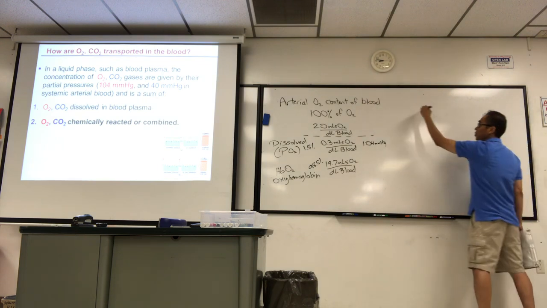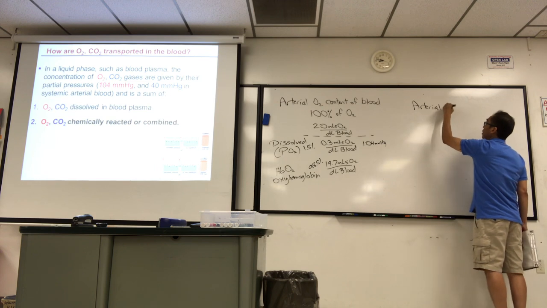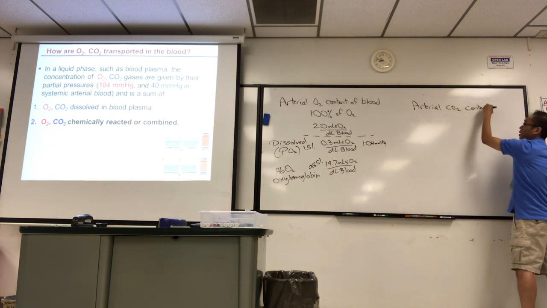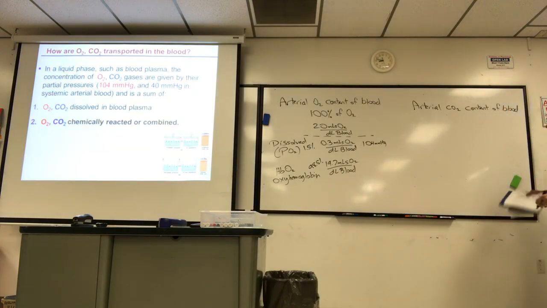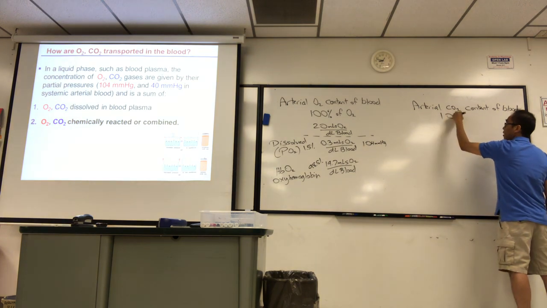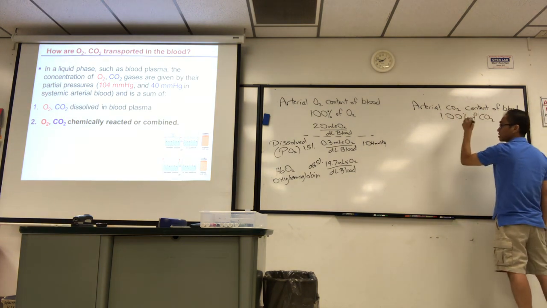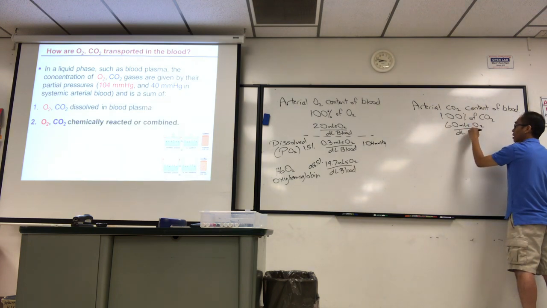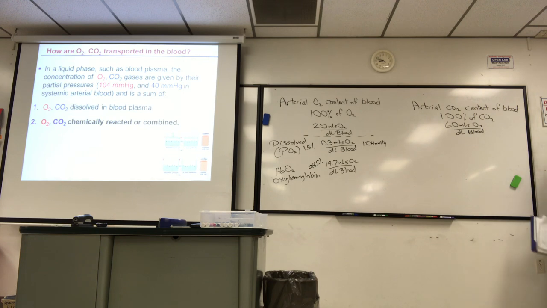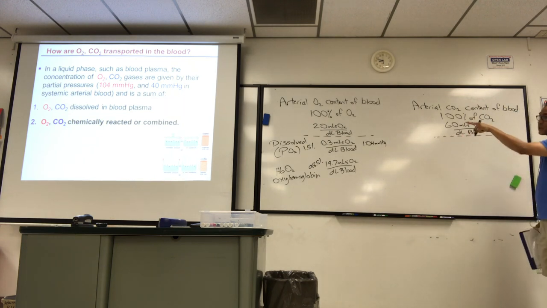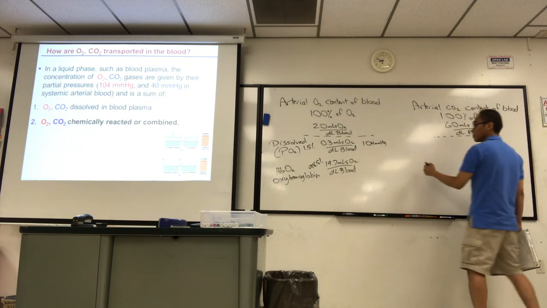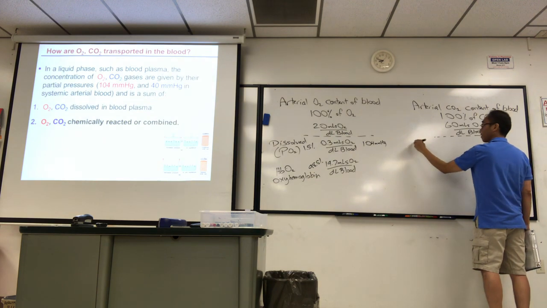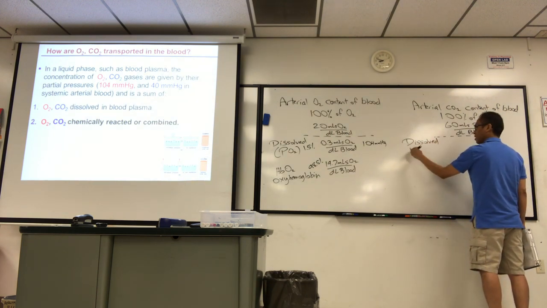So let's do the same thing for CO2, the arterial CO2 content of blood. Now the number is like 60. 60 ml is 100%. 60, how does it break down? Some of it is dissolved, right? Just like our 104, for CO2, dissolved PCO2.